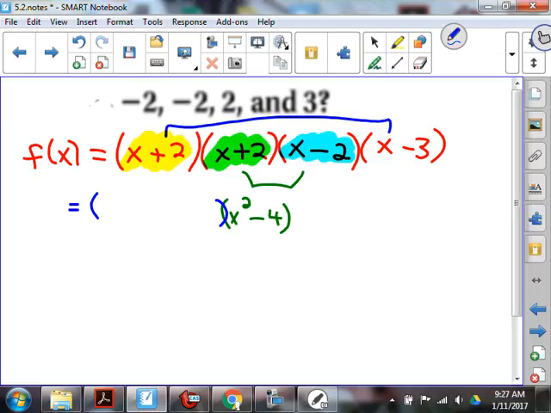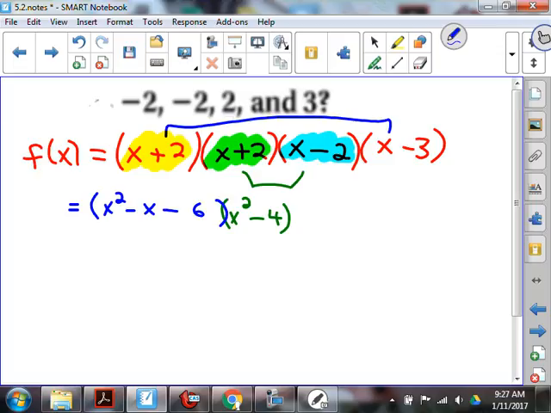So when I FOIL that first one with the last one, what's that going to be? X squared. How about minus x minus 6? Right? Yeah, x squared minus x minus 6. Okay. Good.